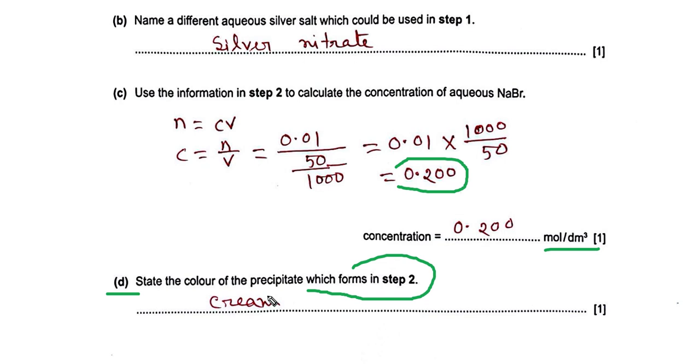And D, state the color of the precipitate which forms in step 2. In step 2, silver bromide is formed. So silver bromide is a cream color, cream precipitate.